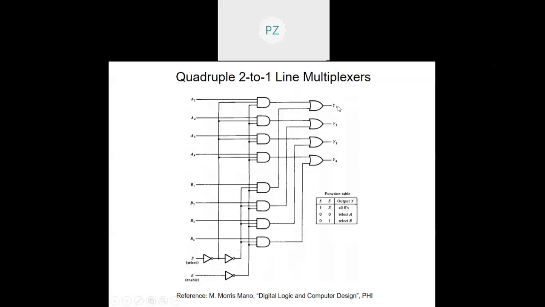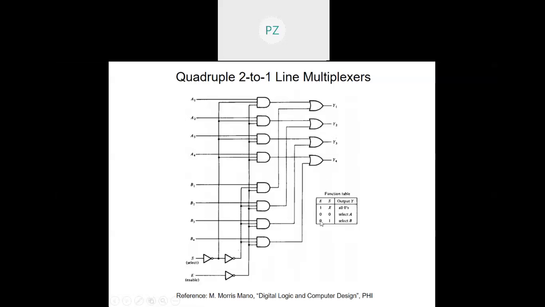So I'll get y1 as a1 plus 0, y2 as a2 plus 0, y3 as a3 plus 0, and y4 as a4 plus 0, right? Which means y is a. So the output y selects a.